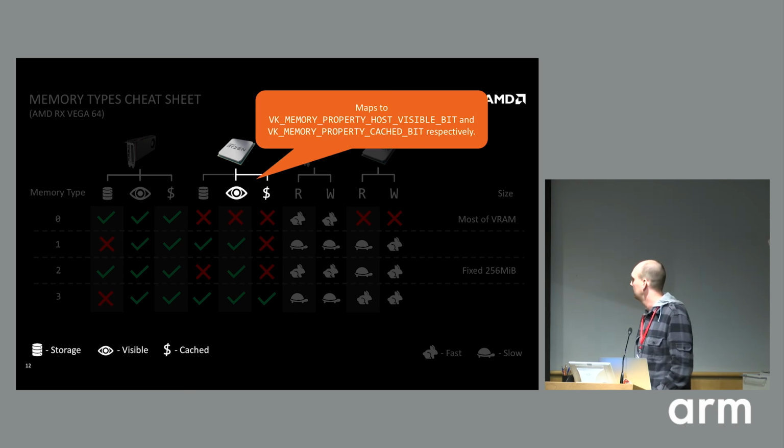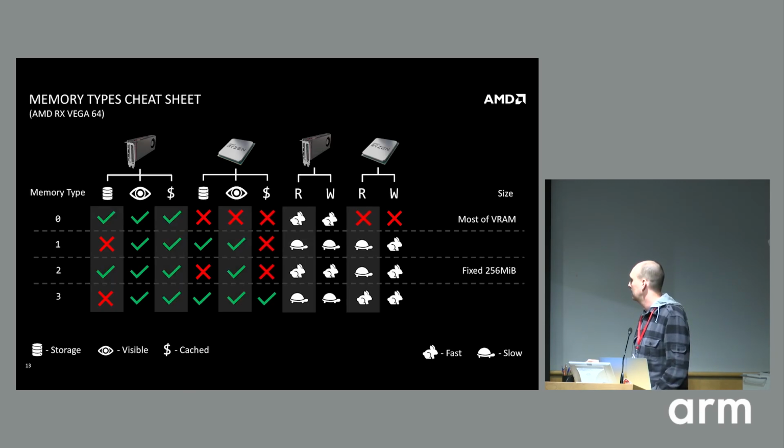So type 0 is device local but not host visible. Exactly. Type 1 is host visible, not device local, but not host cached, no cached bit set. Type 2 would be device local and host visible. And then you've got host visible, not device local, cached.